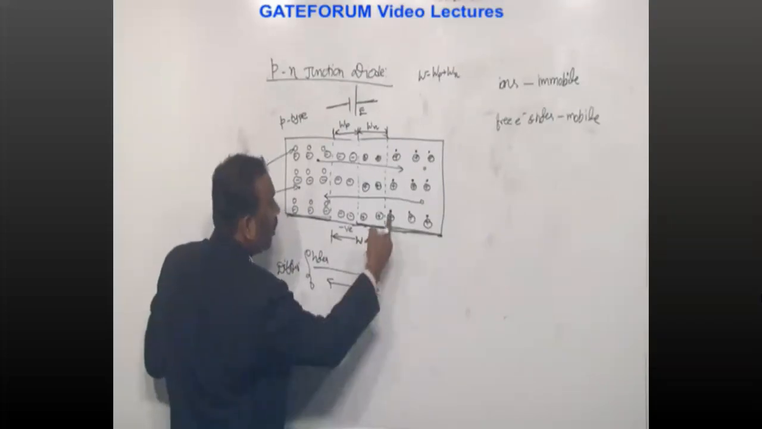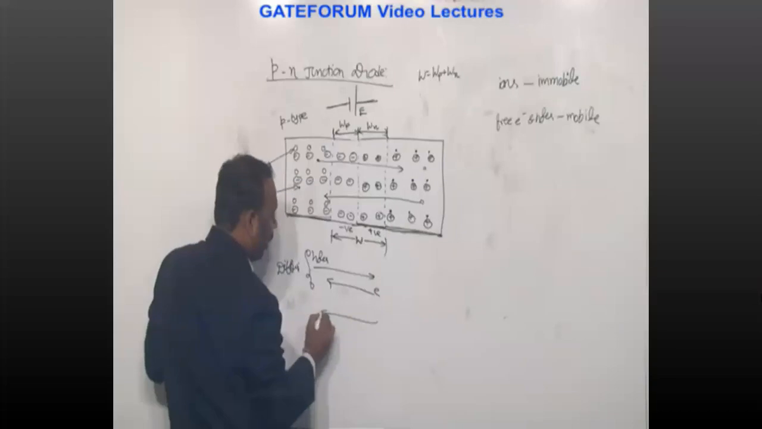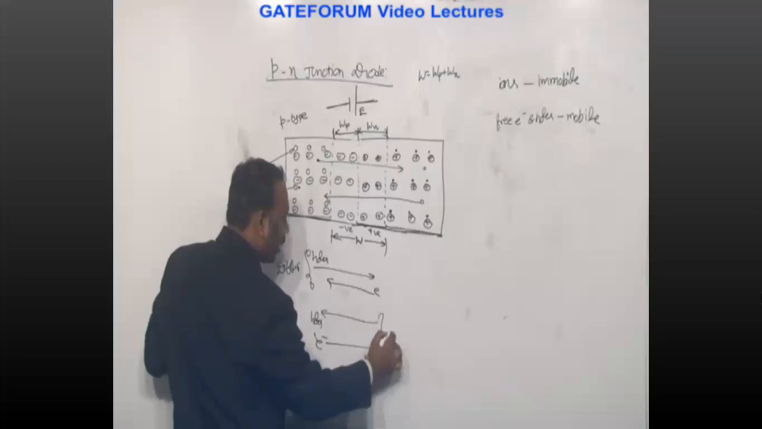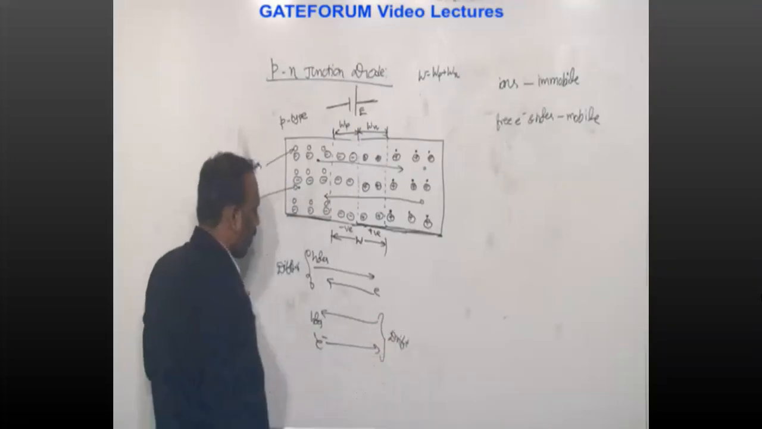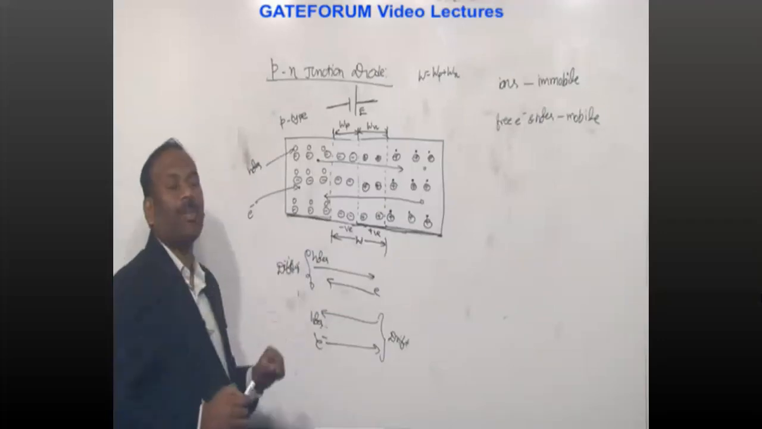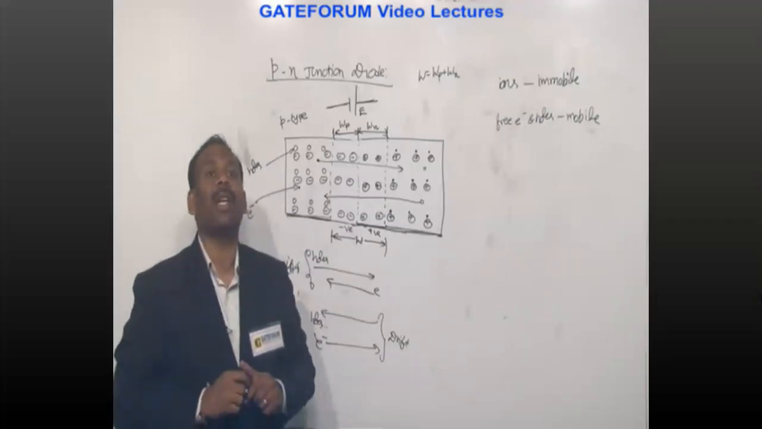Because of drift, holes are moving from here to here. Electrons are moving from here to here. So this is drift. See, diffusion current and drift current are opposite, or not? And the magnitude of drift current and the magnitude of diffusion current are equal.